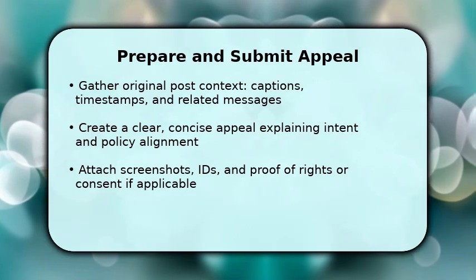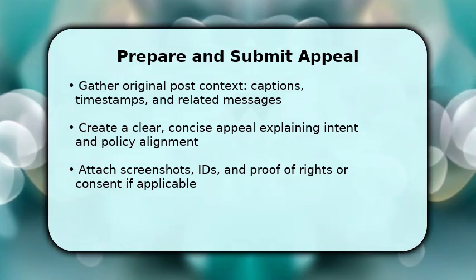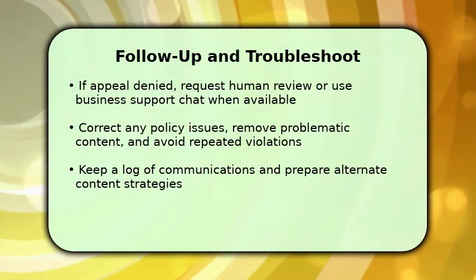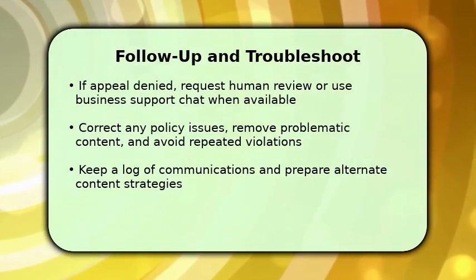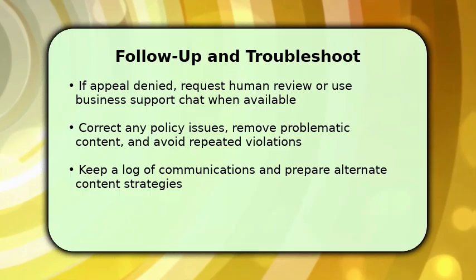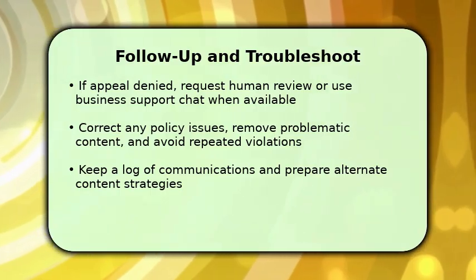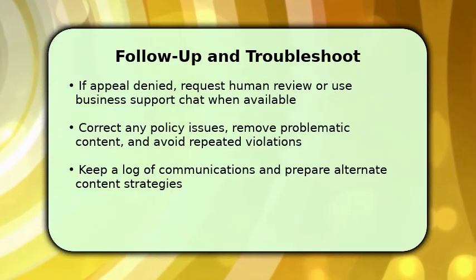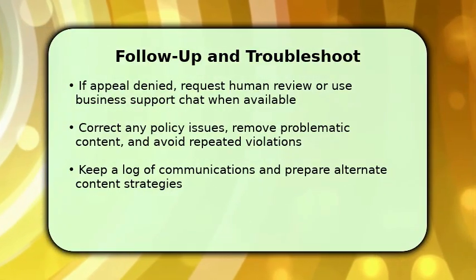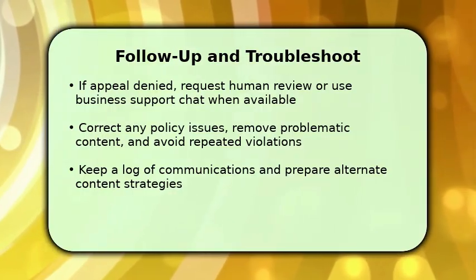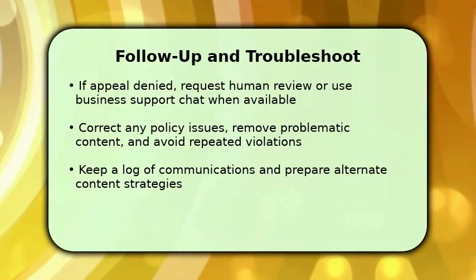You finish by tracking outcomes and taking corrective action. If the appeal is denied, request a human review or contact business support if eligible. Persistence matters. Make any necessary edits or remove content that clearly violates rules and update your posting practices to prevent repeats. Keep a dated log of all messages and decisions so you can escalate if needed.